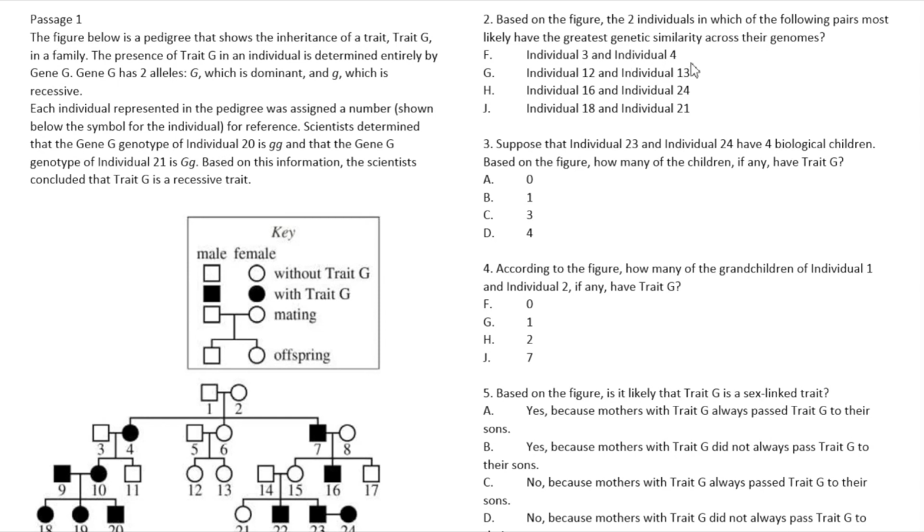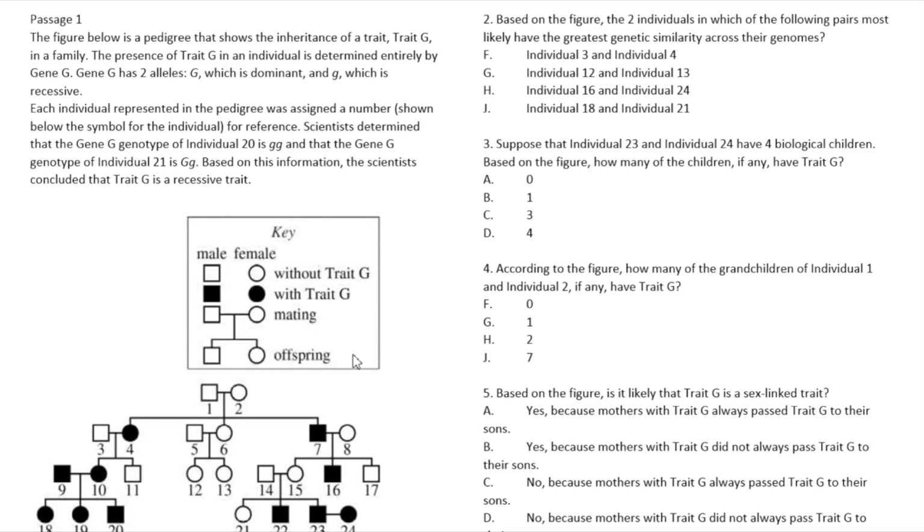The first one is F, which is individual 3 and 4. So we have here 3 and 4, and that's a male and a female. And so these are two people who had a kid, and they may or may not be in any way related to each other. In fact, they're probably not, given how this normally works. So F is probably out.